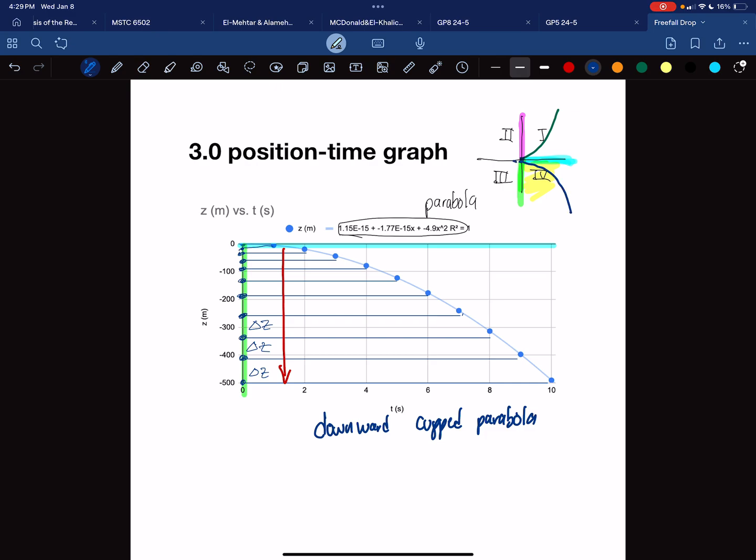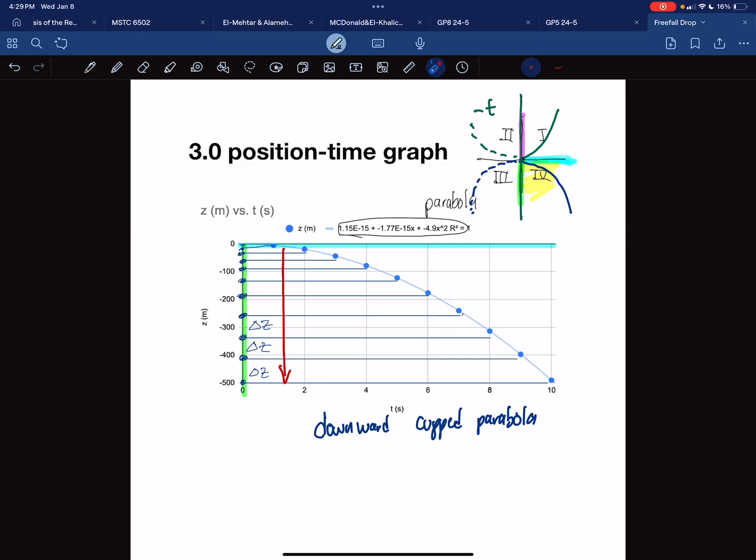And of course, if we extended it all the way, that parabola would look like this and the other one would look like this. But remember, these are negative times on this side of the z-axis. So we're only concerned about the time that's progressing forward. So it's only this half of the parabola.